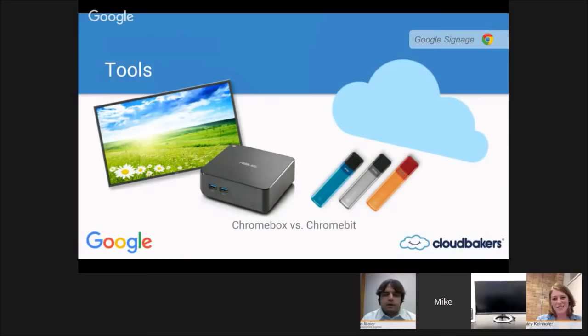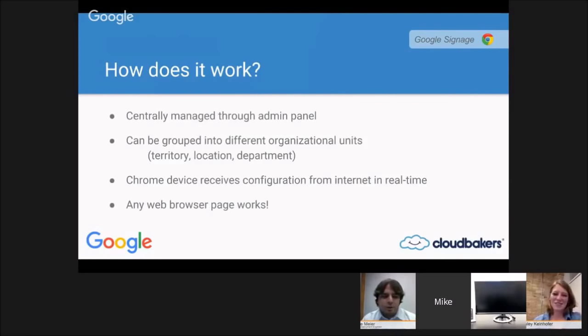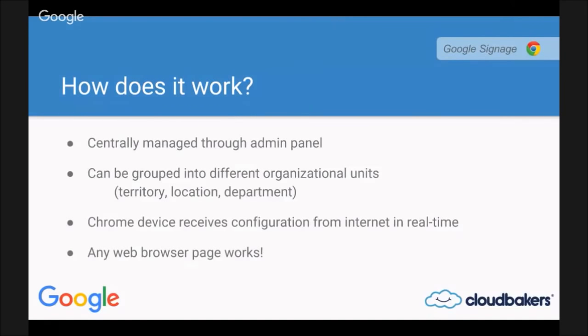Right. And then the other tool that we're going to be using today is going to be the Chrome Sign Builder, and then also the admin panel for Google Apps. And we can't forget the cloud. Yeah. This is all possible because of the great cloud. All right. So how it works is it is centrally managed through the admin panel. What that means is that you're going to be able to do all your settings changes in the admin panel and push them up through Google's Google Apps platform to all of your Chromebits.